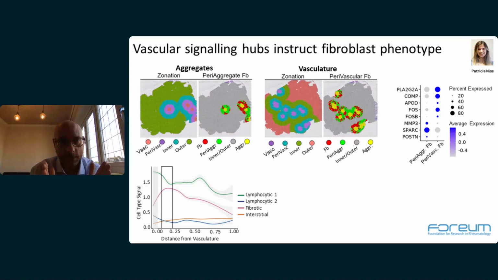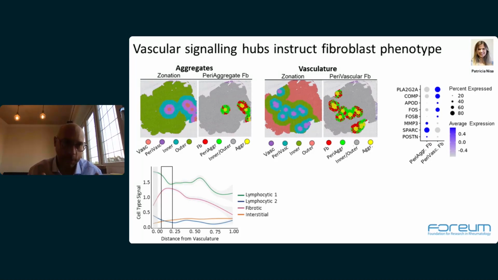And what we find is that there are vascular hubs within the tissue which are active and have infiltrating inflammatory cells. And around those, actually, the extracellular matrix is more loose, and those fibroblasts are producing matrix metalloproteinases that actually loosen up the matrix around those active vascular hubs that allow infiltration to occur.